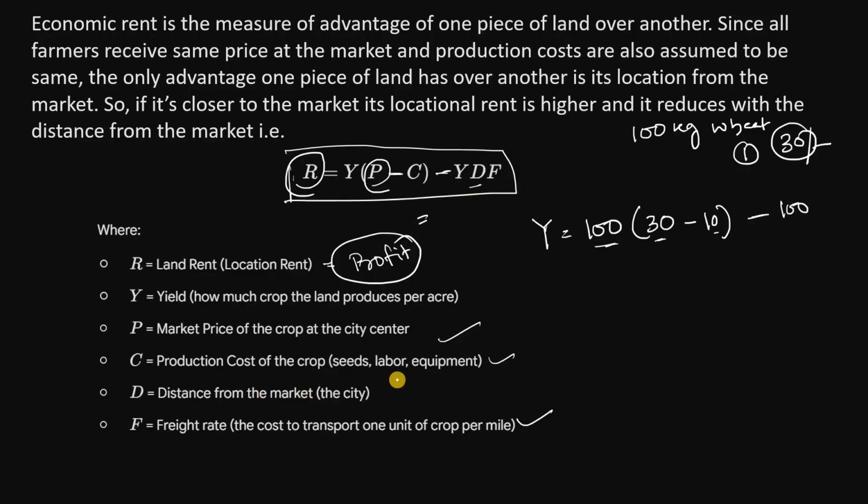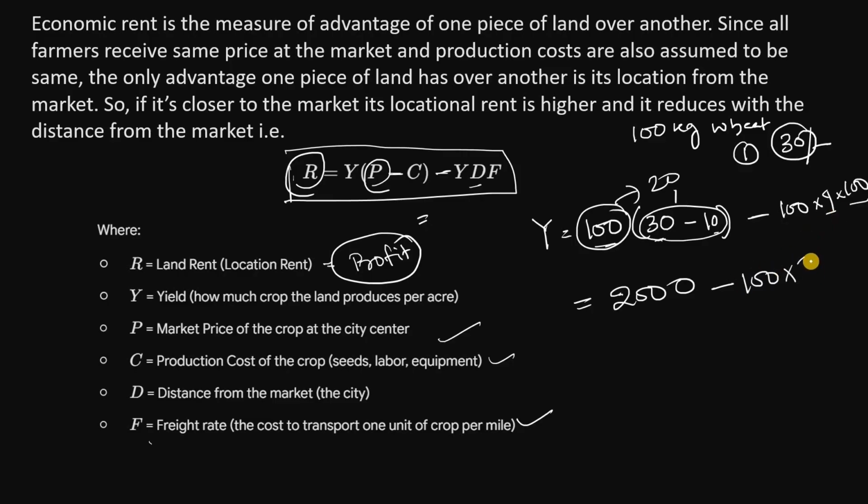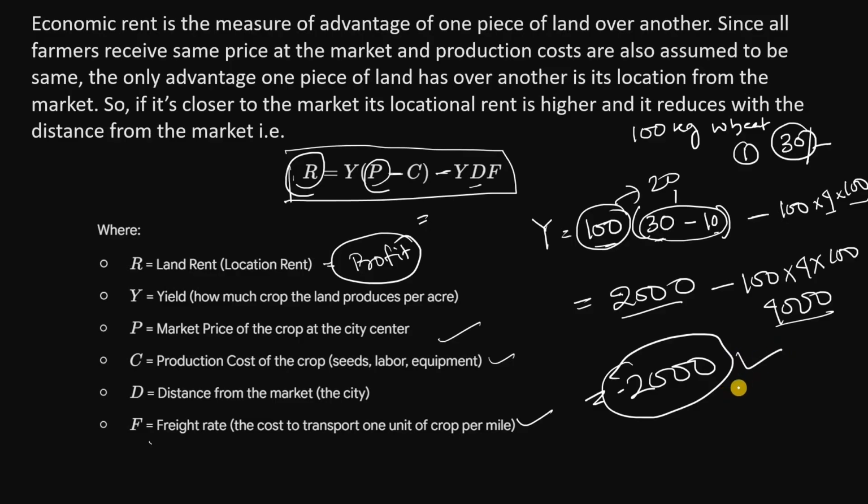Then what is D here? Distance from the market. Suppose the distance from the market is 4 kilometers, and for freight or transportation, suppose per kilometer he is taking 100 rupees. Let's see what economic rent we are getting. First of all, we subtract: 30 minus 10 is 20, times 100 gives 2000. Minus 100 into 4 into 100, which is 4000. So 2000 minus 4000 is minus 2000. So we are making a loss if we have to travel that far.